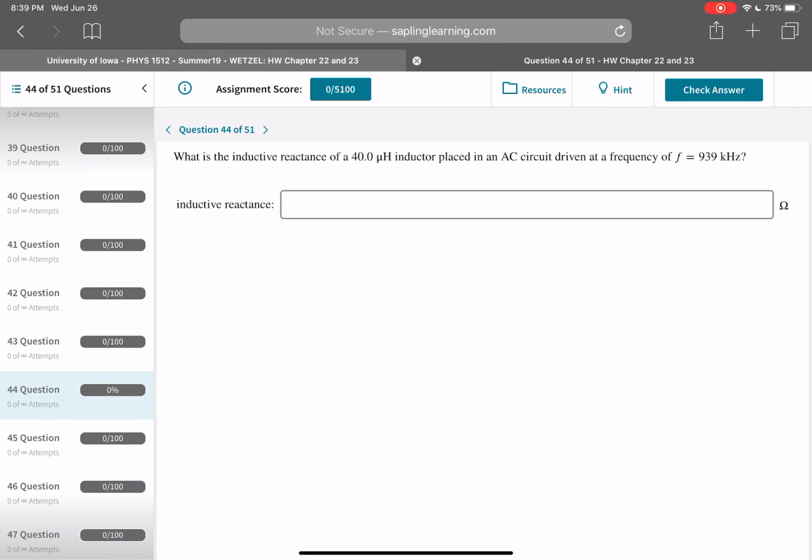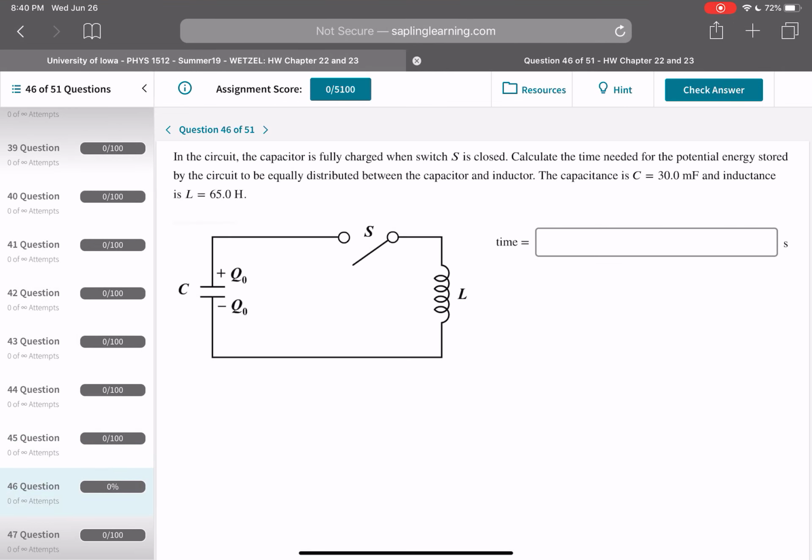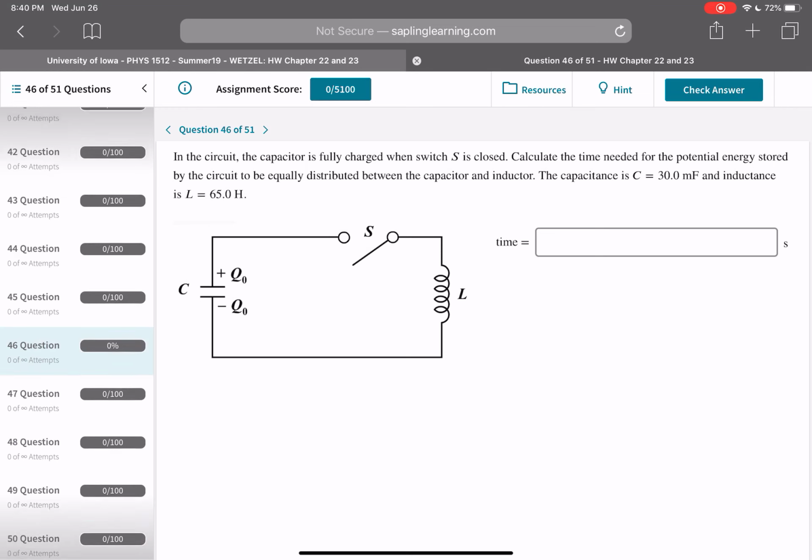Okay, 44. What is the inductive reactance of a 40 microhenry inductor placed in an AC circuit driven at a frequency of blah? Again, plug it in, chug it in. Same thing with this. What is the capacitive reactance? So just make sure you're reading what inductive reactance and capacitive reactance is. And then 46. We've got a capacitor that is fully charged when the switch is closed. Calculate the time needed for the potential energy stored by the circuit to be equally distributed between the capacitor and the inductor. Capacitance is this, inductance is that. Solve for the time when the energy is half, so you can set the energies equal to each other.